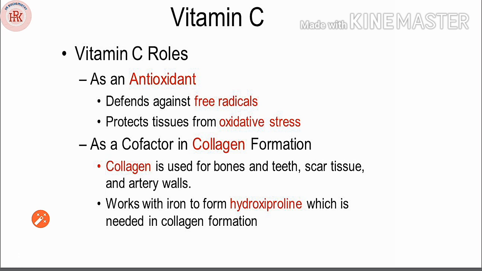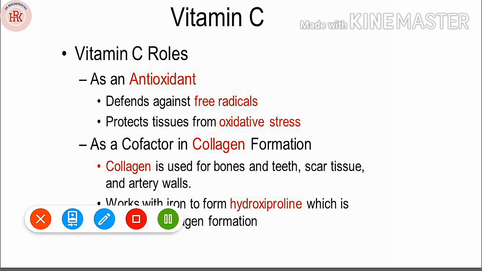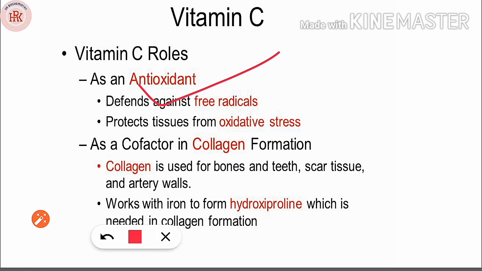First, vitamin C has two important functions. You must know at least two functions. One is the antioxidant function of vitamin C. They defend against free radicals and oxidative stress. And the second important function is that vitamin C acts as a cofactor in hydroxylation reactions. Because of this, vitamin C has a role in collagen formation.